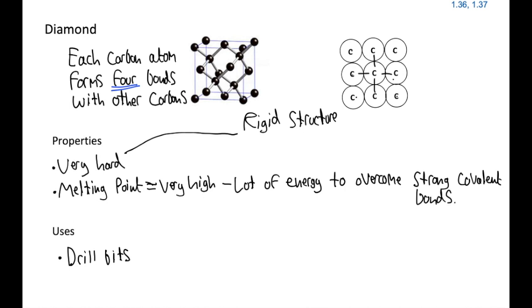Diamond also doesn't conduct electricity, and this is because there are no ions or electrons which are free to move around. The atoms in diamond, the carbon atoms, aren't charged, nor are they free to move around, and the electrons are involved in bonding and so aren't free, and so can't carry electrical charge. Diamond is therefore non-conductive.